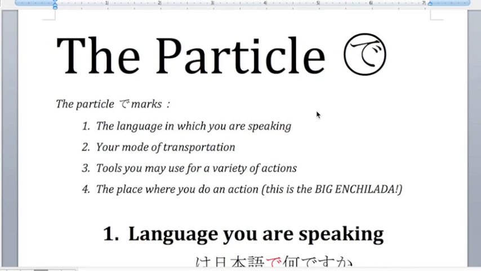De is a new particle, and it, like ga, has multiple usages and multiple contexts in which we will use it. So, here they are below. The particle de marks 1. The language in which you are speaking, 2. Your mode of transportation, 3. Tools you may use for a variety of actions, and 4. The place where you do an action. This is the big enchilada, ladies and gentlemen. We're going to see this a lot.